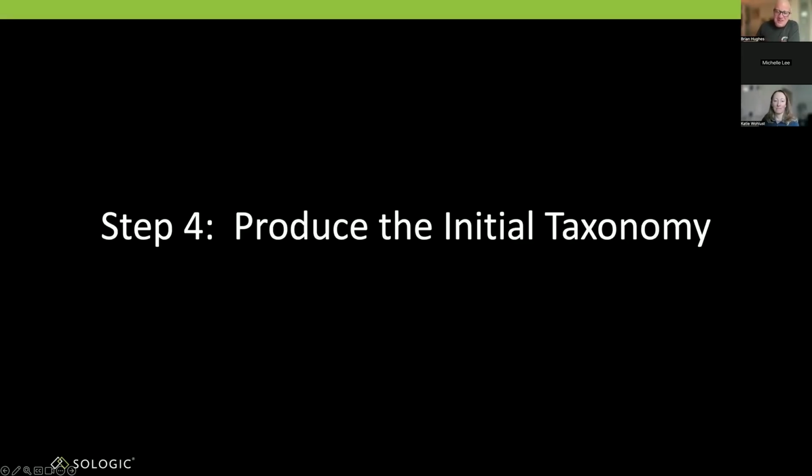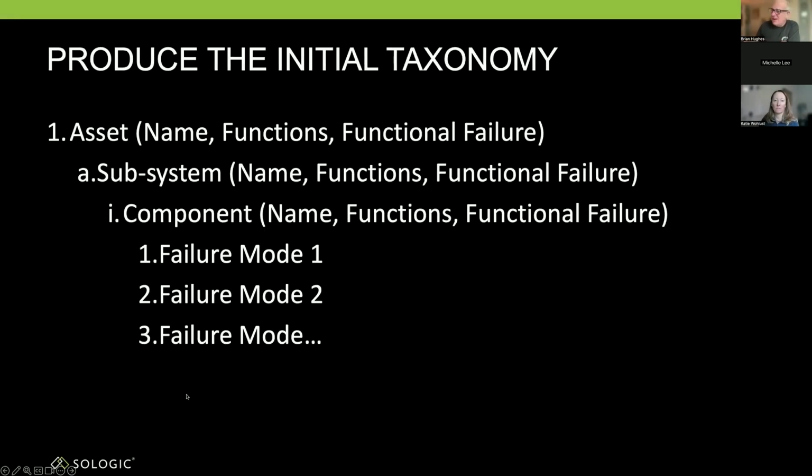So we produced the initial taxonomy. That's step number 4, and it's an outline. It's pretty simple. You remember we start with the asset, and then subsystem. And by the way, this speaks also to that conversation I had earlier. We generally are going to go 3 levels deep and sometimes 4 levels deep. So asset, subsystem, component. Why? Because for the most part, that gets us what we need without overly complicating it.